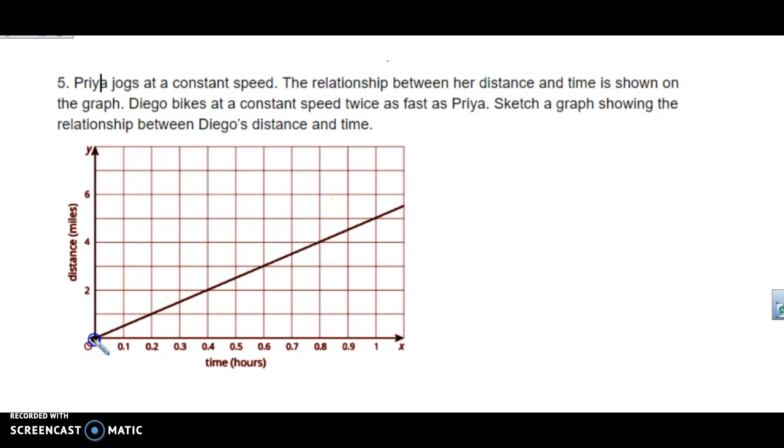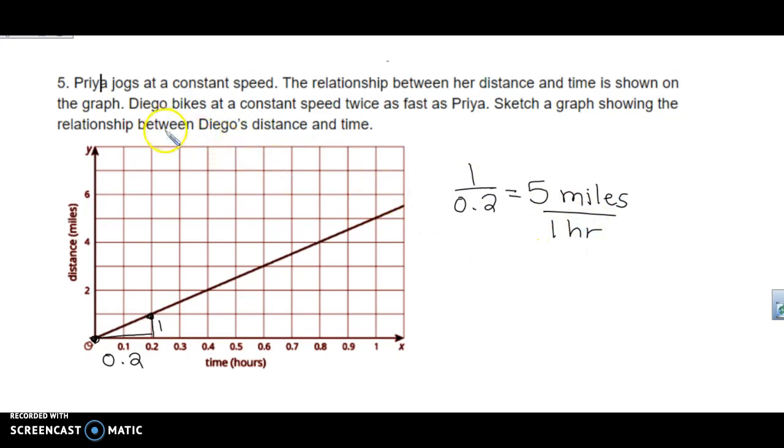So I'm going to use the point (0, 0) and the point (0.2, 1), and I'm going to draw that slope triangle. So I have a vertical distance here of 1 and a horizontal distance of 0.2. So this is going to be 1 divided by 0.2. And 1 divided by 0.2 is going to equal 5. And what that's telling us is that Pyra bikes 5 miles in 1 hour.